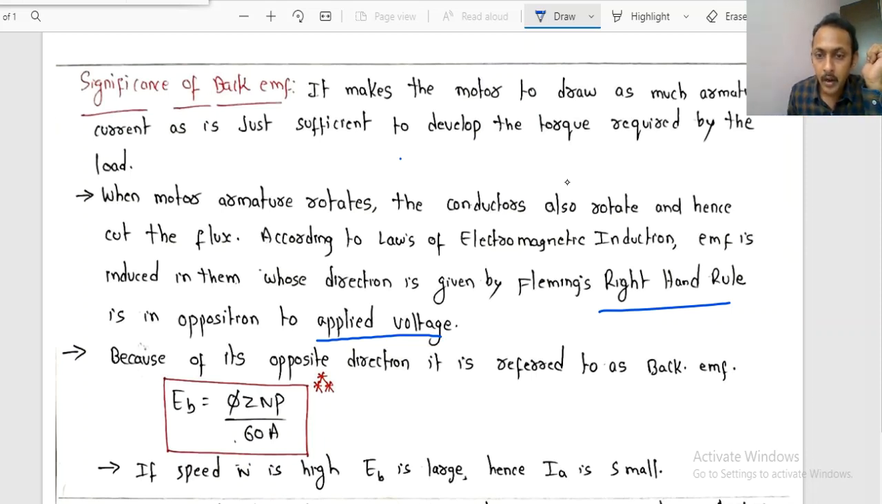Now, depending upon the type of winding, whether it is wave winding or lap winding: if it is lap winding, A will be equal to the number of poles. If it is wave winding, A will be equal to 2, right? So by substituting all those values in the formula EB equals ΦZNP by 60A, we can calculate the back EMF developed in the DC motor.